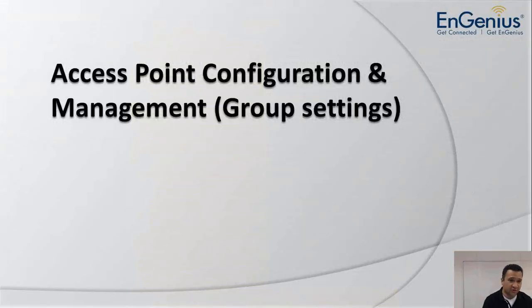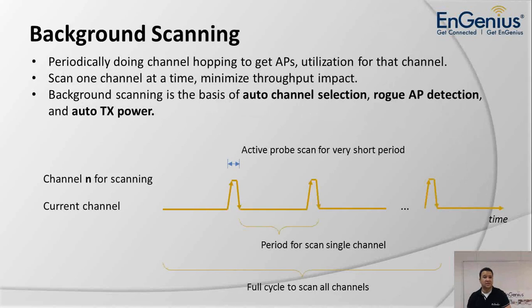So access point configuration and management, and these are group settings. So we are going to work mostly in the group tab of the menu of EasyMaster. But before that, I want to talk about background scanning, and this is one of the features that is built into our EasyMaster. And this is fundamental for the more active functionality of some of the features inside the EasyMaster.